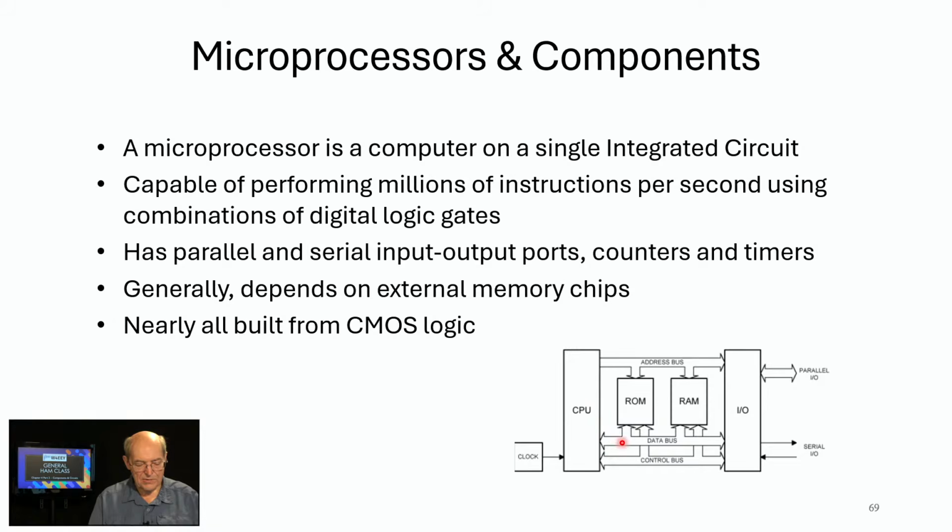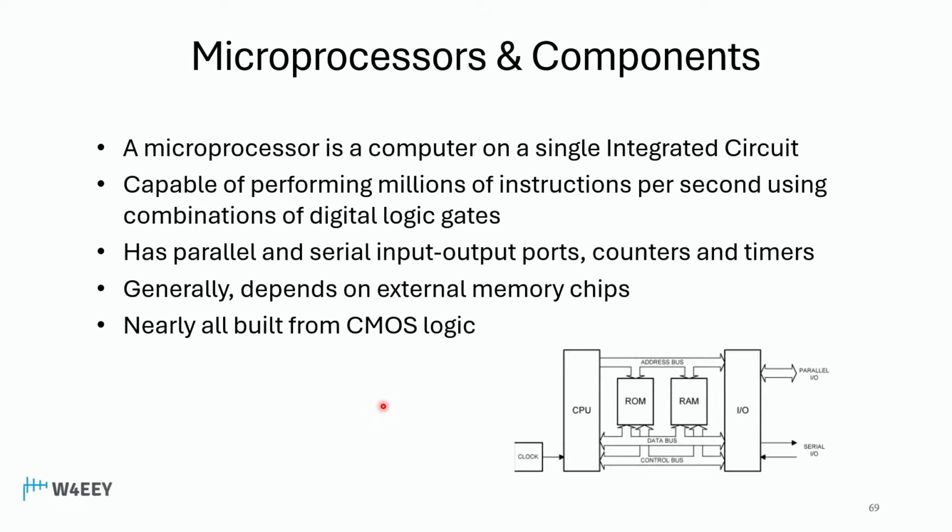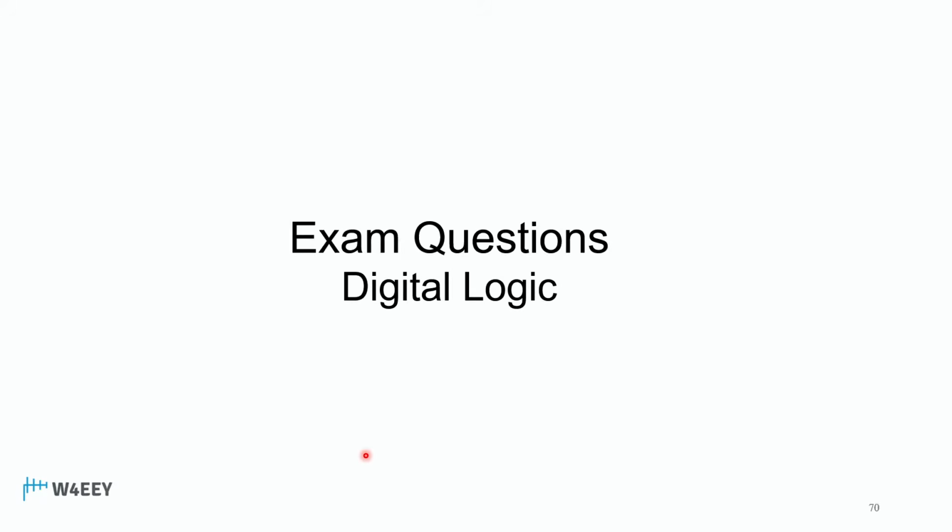Here's the CPU and here's some of the ports coming out of it. It has counters and timers built in. Usually depends on external memory chips like random access memory and read-only memory. And nearly all built from CMOS logic. There are so many parts here that they get way too hot unless they were using CMOS. All right, now we flew through that. All right, so let's move on.